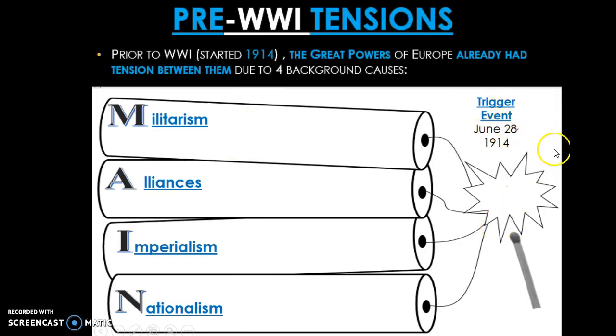So we'll take this trigger cause into more focus next week. But today, we're going to take a look at Great Britain, France, Russia, and Germany, and the dynamite that those 4 countries were collecting.